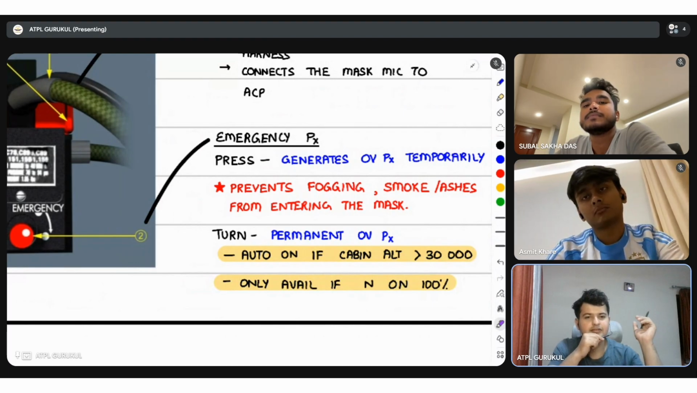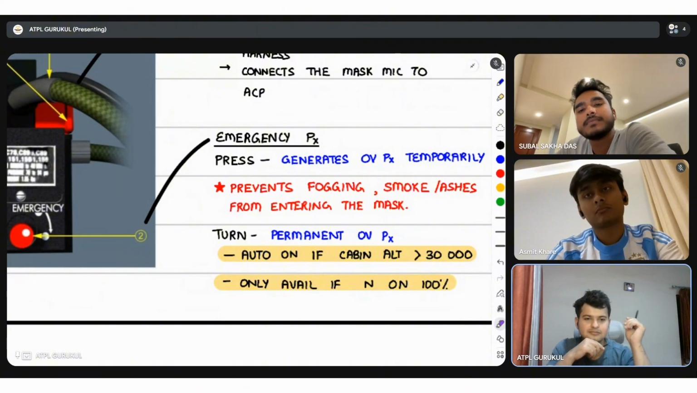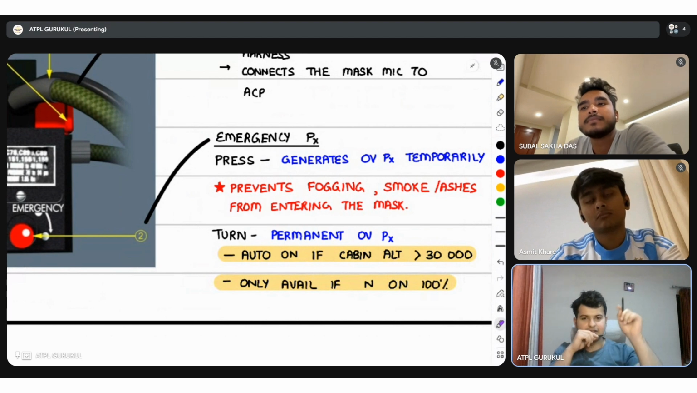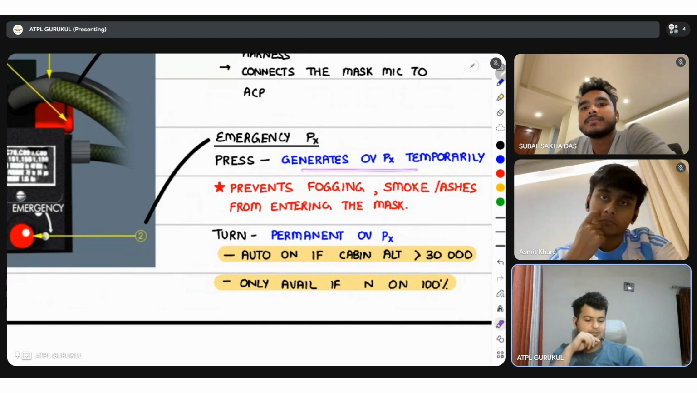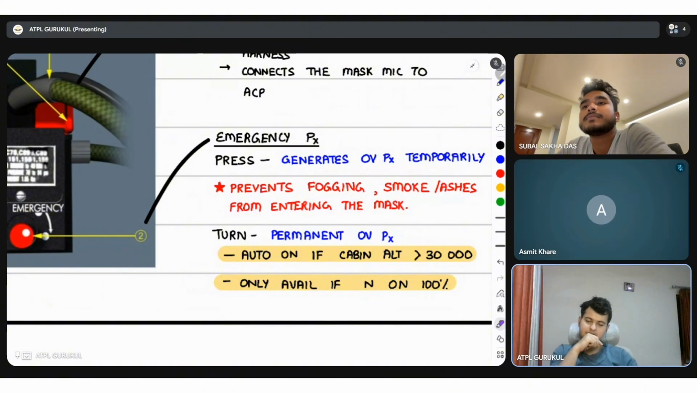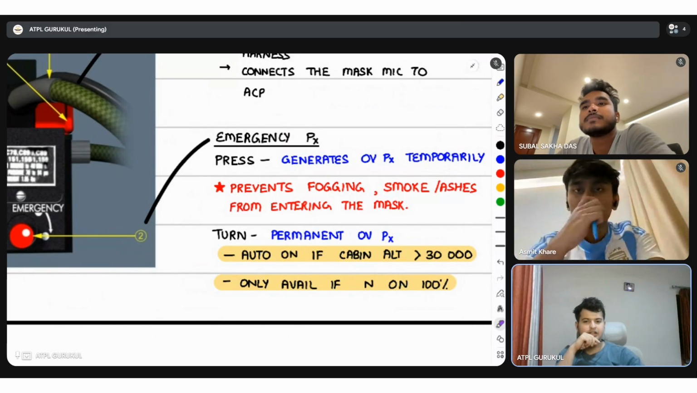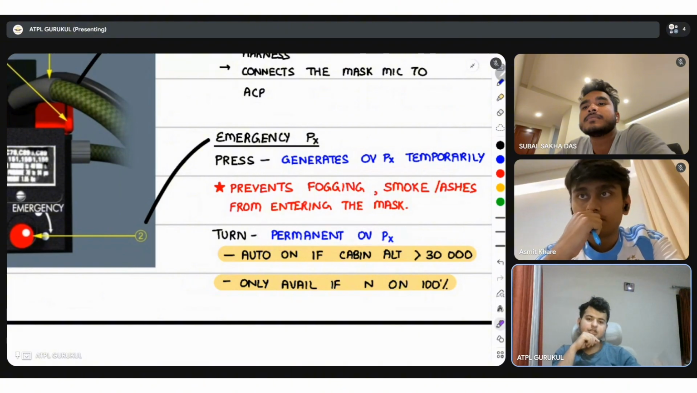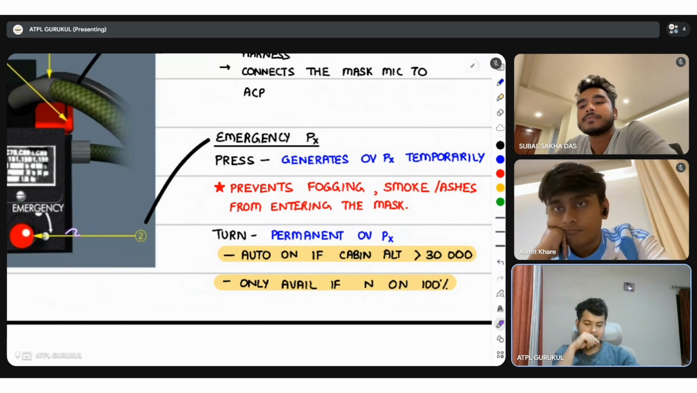पूरा डिफॉग कर देते हैं। अगर मास्क के अंदर से पानी निकालना है क्या करते हैं, मास्क के अंदर हवा डाल दो, यही करते थे स्कूबा डाइविंग में भी, राइट? सो व्हेन यू प्रेस दैट बटन, it generates positive pressure temporarily. This helps you defog the glass, remove smokes, ashes from entering the mask. However, if there is persistent smoke, persistent ashes, or if you're feeling dizzy, you can turn it to emergency. Permanent over pressure आपको दिया जाएगा.